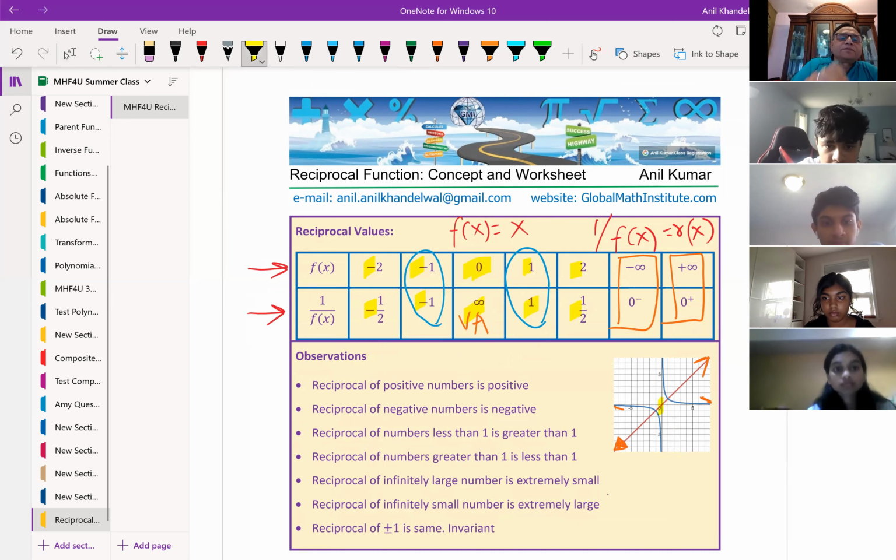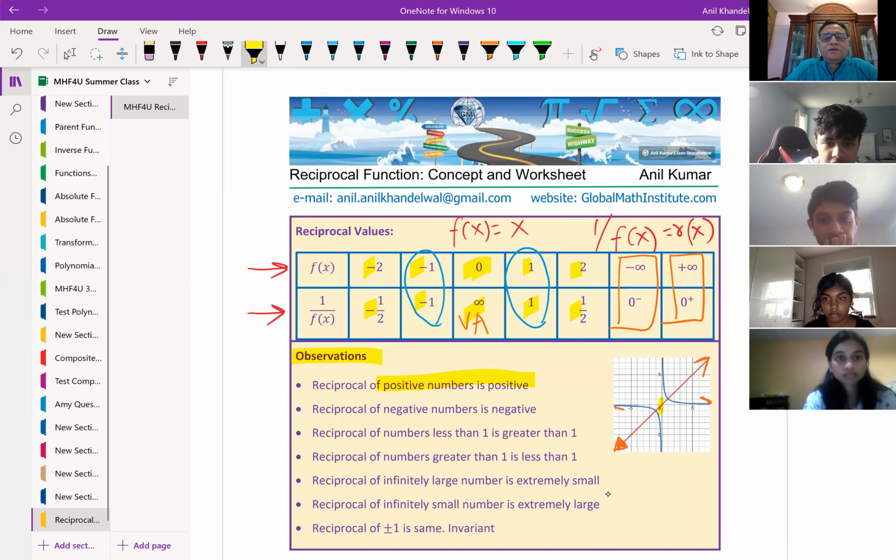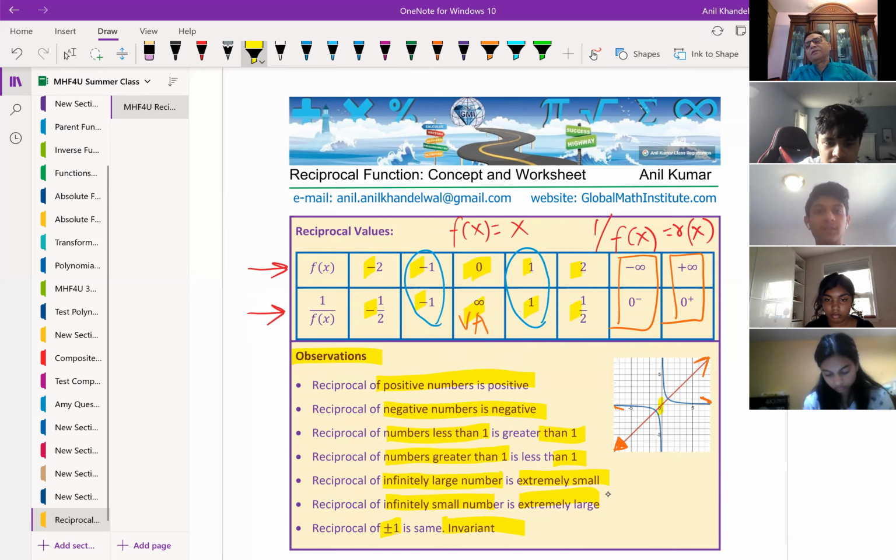Reciprocal of a positive number is positive. The reciprocal of a negative number is negative. Reciprocal of a number less than 1 is greater than 1. And reciprocal of a number greater than 1 is less than 1. The reciprocal of infinity, a large number, is extremely small. The reciprocal of a small number is extremely large. Reciprocal of plus minus 1 is the same, invariant. That is an invariant point.